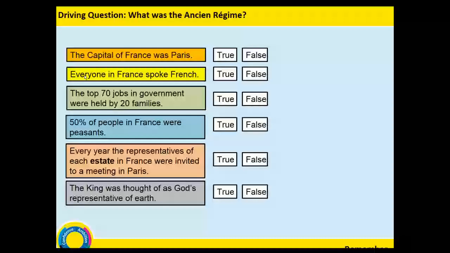Now, open the Google form titled, "What was the Ancien Regime?" Enter your first and second name fully, so that I know exactly who has completed each form. Pause while you do this.